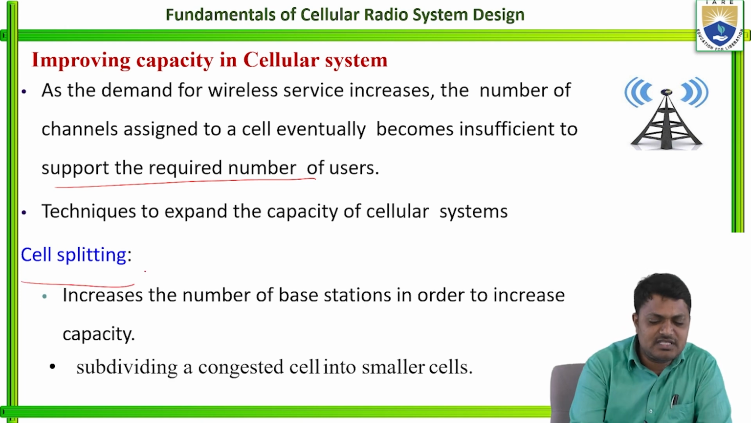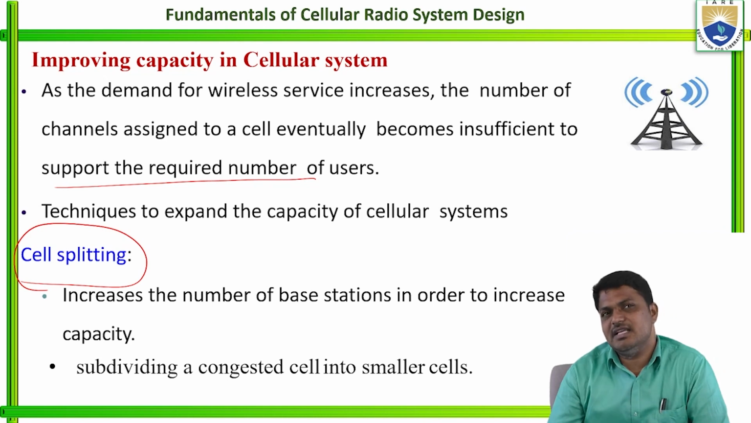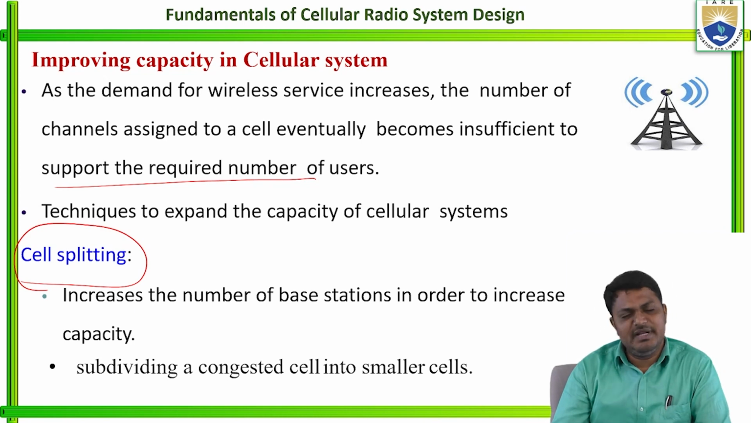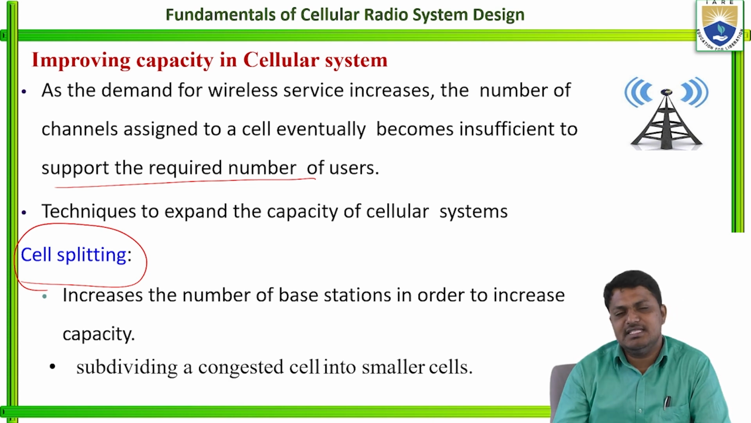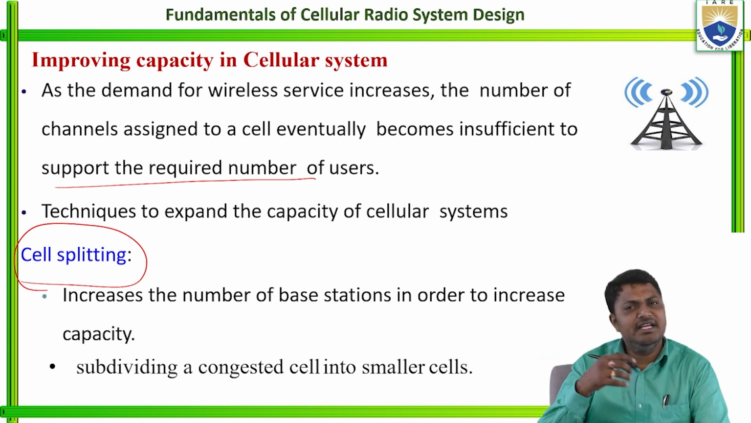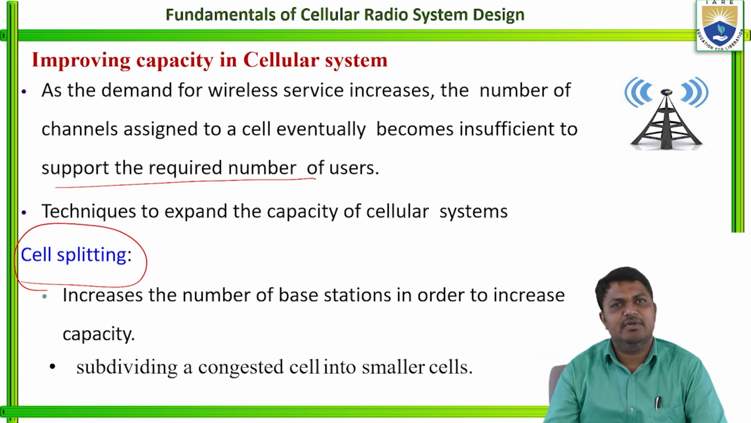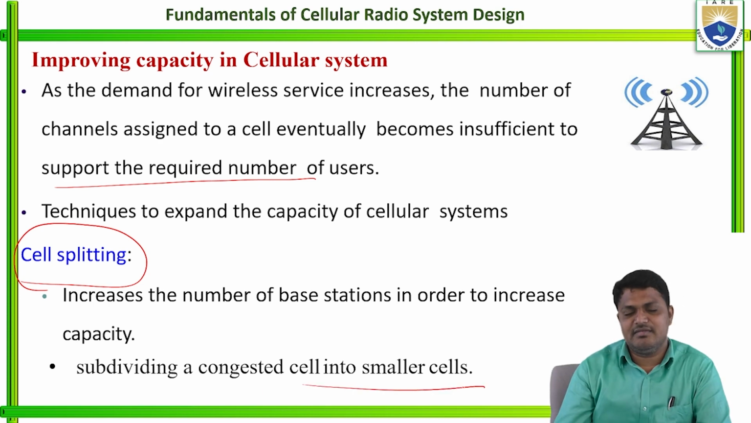One of the best methods to improve the capacity of a cellular system is cell splitting. Cell splitting is nothing but increasing the number of base stations in order to increase the capacity. When we increase the number of base stations, then automatically we can increase the capacity of the system, right? Subdividing a congested cell into smaller cells is the concept of cell splitting.